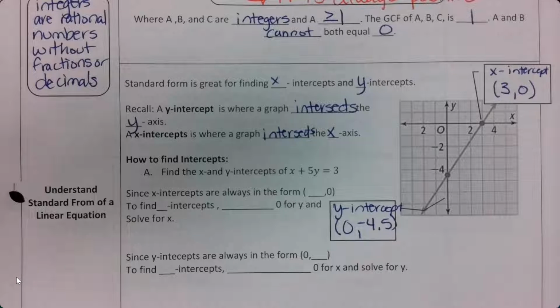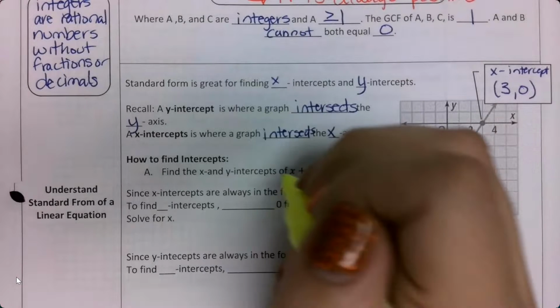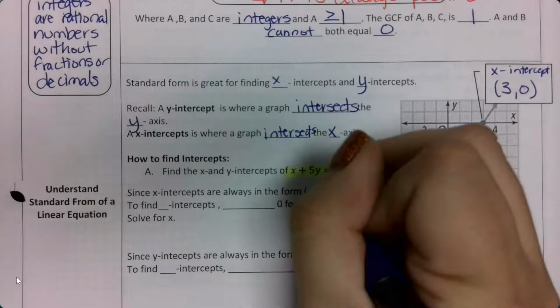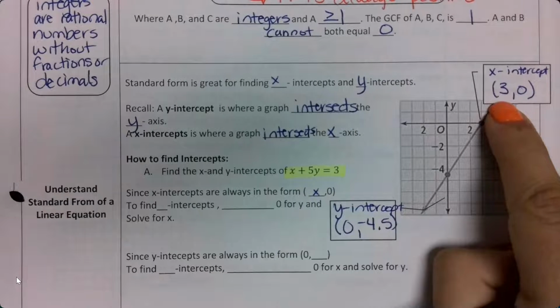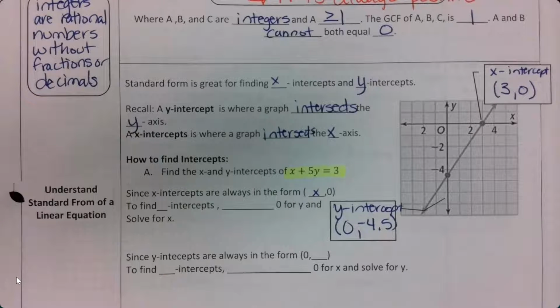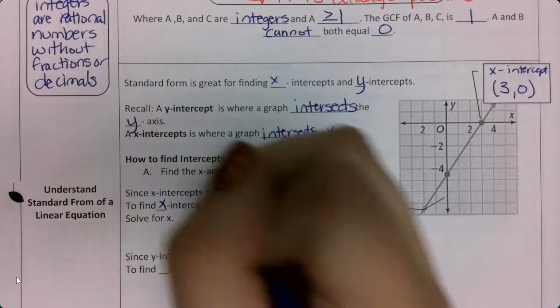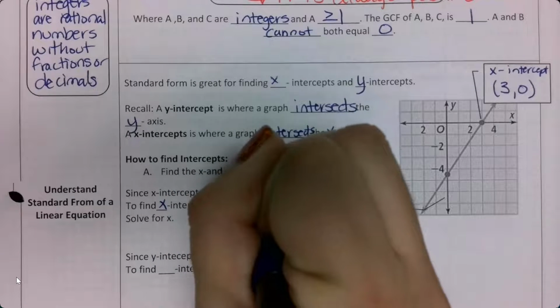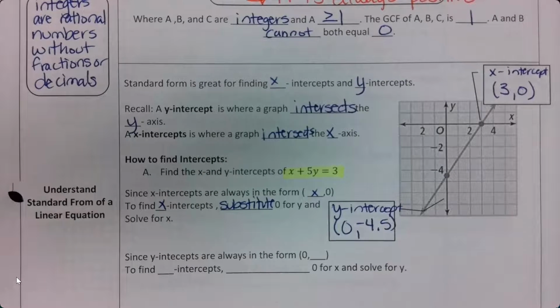Okay, so I want to find my x and y intercepts of this equation, x plus 5y equals 3. So, x-intercepts are always in the form x comma 0. Like you notice over here, we had a number instead of x. So to find our x-intercepts, we want to substitute 0 for y, and then solve for x.